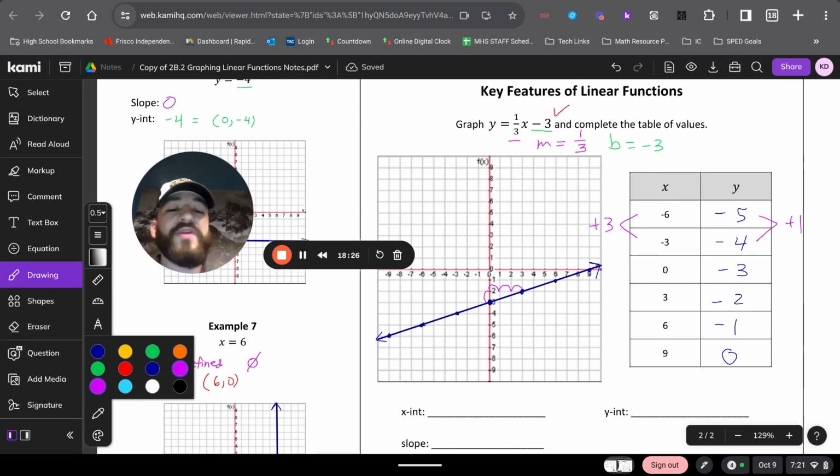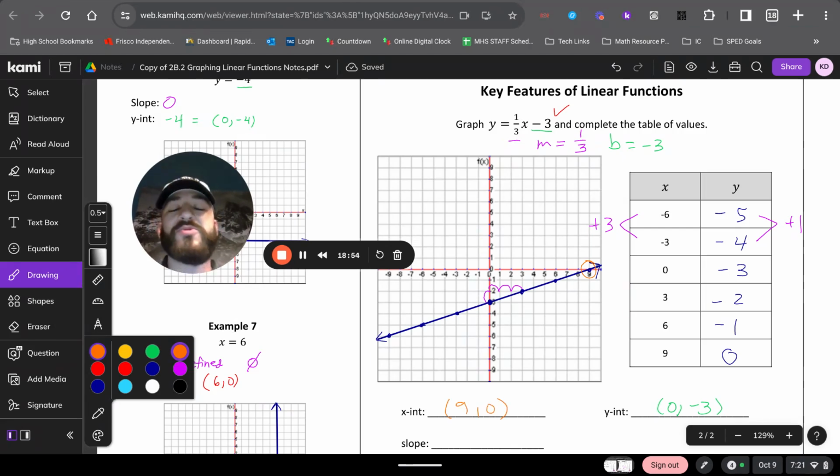The first two key features we want to talk about are the x-intercept and the y-intercept. Our y-intercept, we've already done a lot today. That's going to be our (0, -3), because we get that from our b value. We can also clearly see it on our graph. Our x-intercept comes from where our graph crosses the x-axis. It crosses the x-axis right here at 9, so it would be (9, 0).